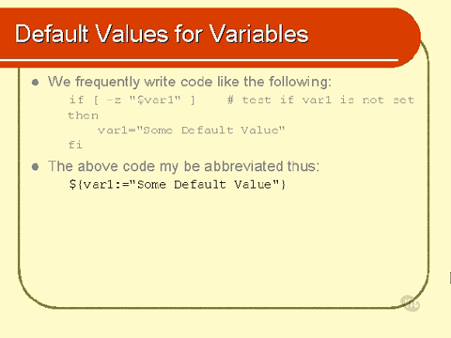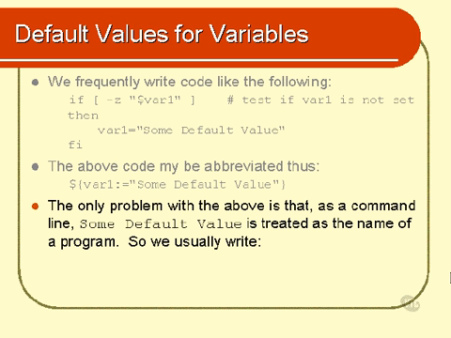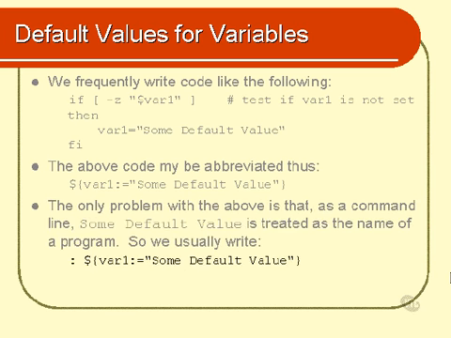typing the above lines. There's only one little problem with that, and that is if you just type that line in on the command line by itself, it will in fact set var1 to be, in this case, some default value, but then the shell will actually try and run that as a command, which is not what you want. So instead what you typically do is you put a colon, which is a command that does absolutely nothing, and then you specify all of the above as the first parameter to the colon. In other words, you're specifying it as the first parameter to a program that does absolutely nothing. So the command line will do nothing, but the variable will still get set to its default value.